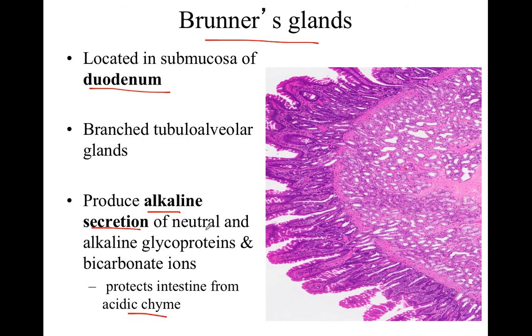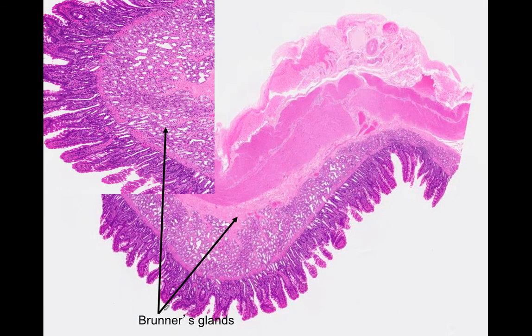This alkaline secretion is a neutral and alkaline glycoprotein, and contains bicarbonate. All of these are very important to neutralize the acidic chyme. As I said, these glands are found in the area of the submucosa. This is the mucosa. This is the muscularis mucosa. This is the area of the submucosa. And the gland is only found in this area here. All of these glands are called Brunner's glands, and this gland is only found in the duodenum.